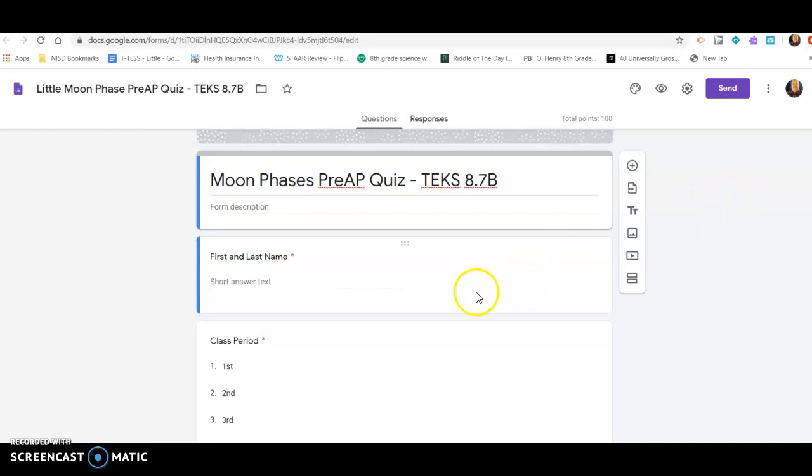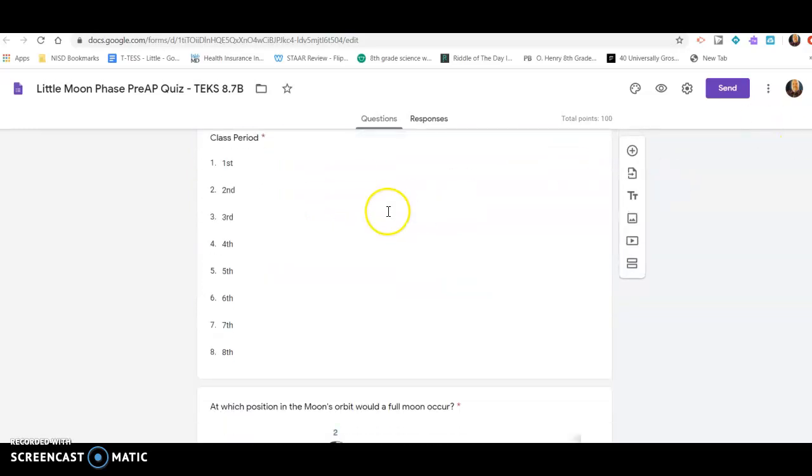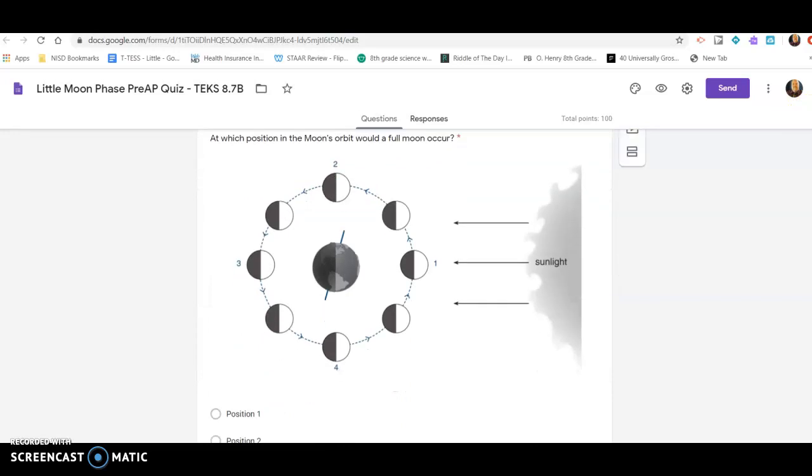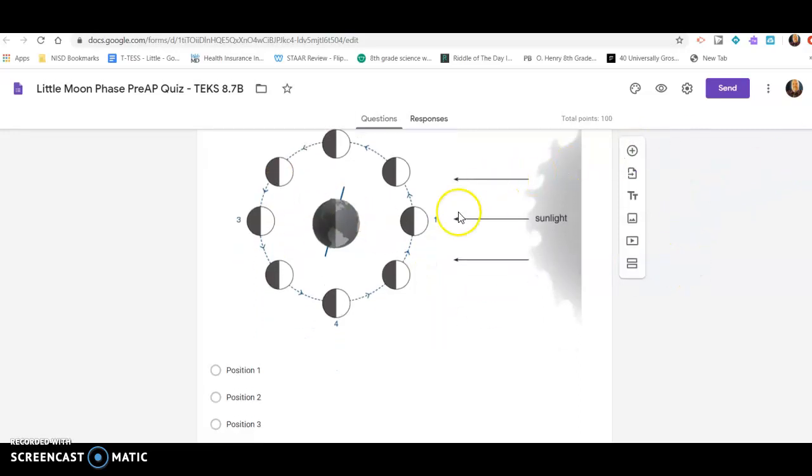So here we go. First things first, we're going to put our name, first and last name. We're going to add our class period. And then we'll start with the questions. It says, at which position in the moon's orbit would a full moon occur? Would it occur at position 1, position 2, position 3, or position 4?